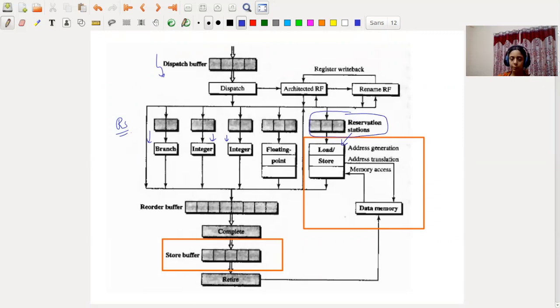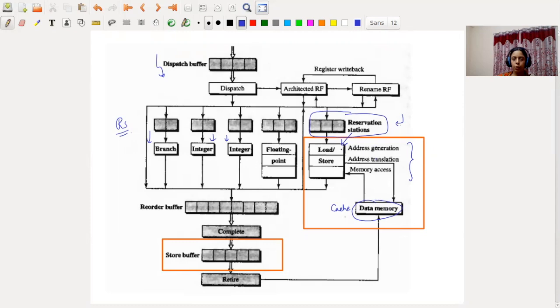So this is a different type of model from what we have seen before. The IBM 360/91 machine did not have an explicit reservation station for load stores, whereas the model we are discussing has an explicit reservation station for the load stores. And then you have the load store execution unit here, which is connected to the memory. You could also think of this as a cache in modern processors.